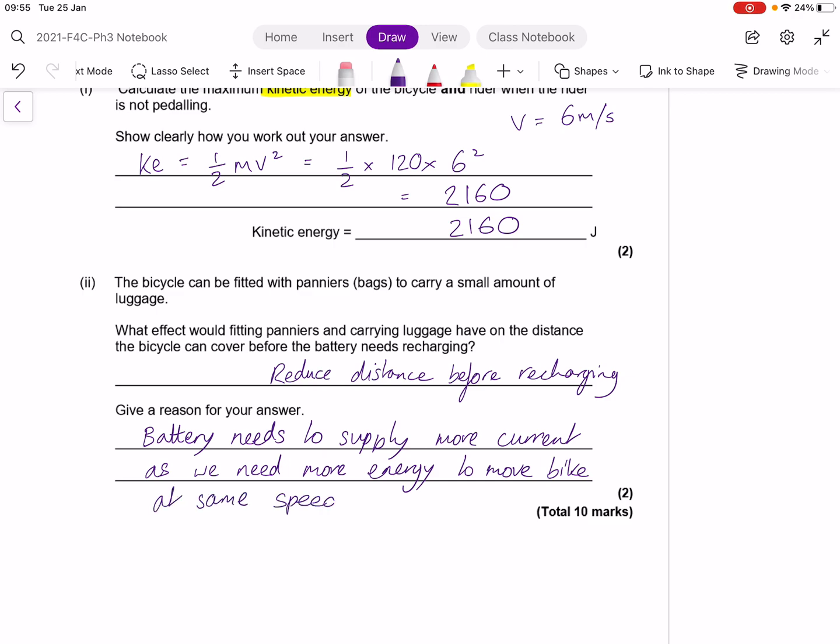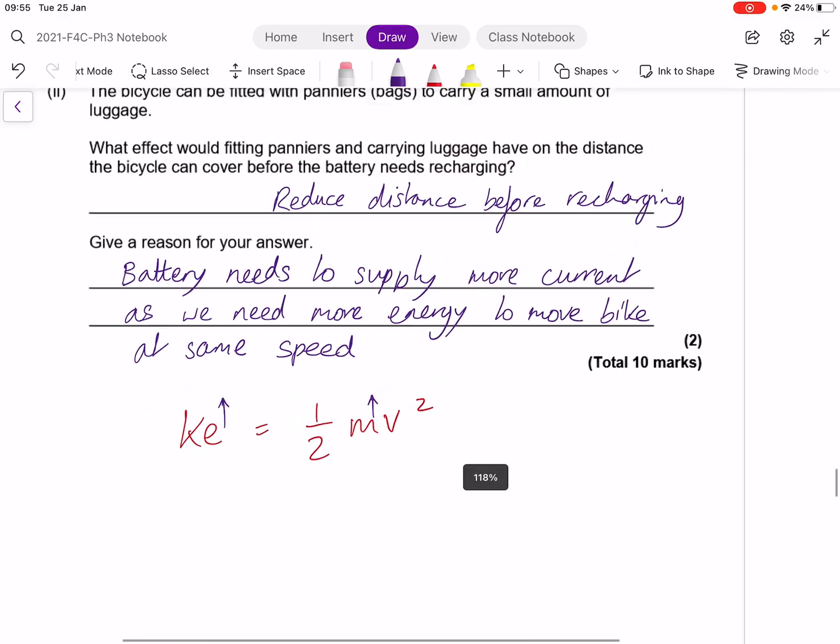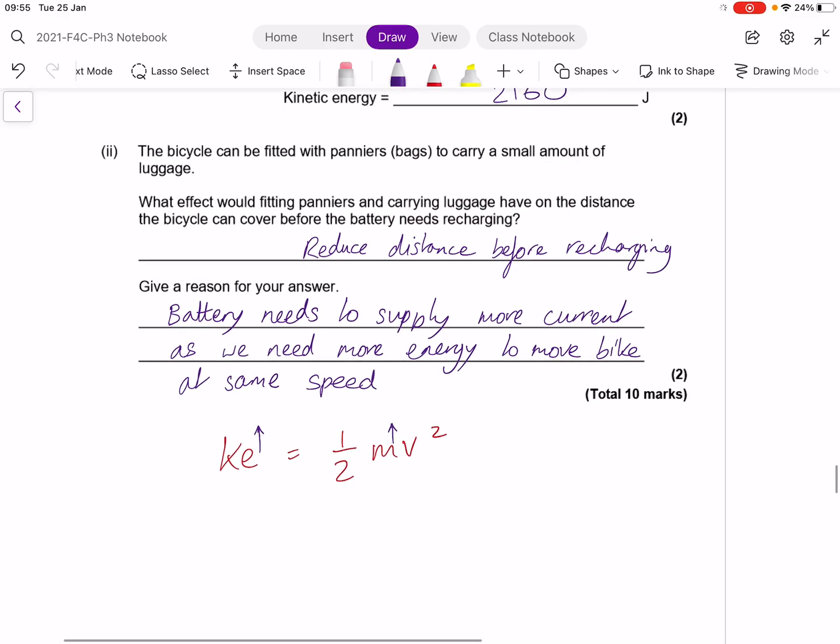So if you think about this, we just worked out the kinetic energy. There's kind of a reason for that. KE equals half mv squared. So again, think about the numbers. If m has gone up and the velocity stayed the same, the kinetic energy you need must have gone up. So you've got to put more energy into the bike to get it moving at that speed. You could also have mentioned drag, air resistance. If the bags are on the side, there's going to be more air resistance.